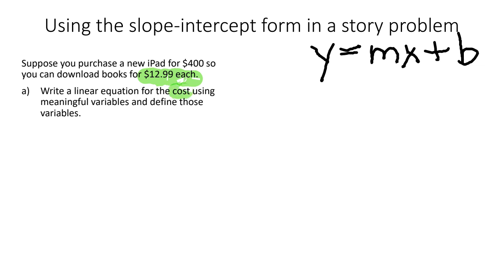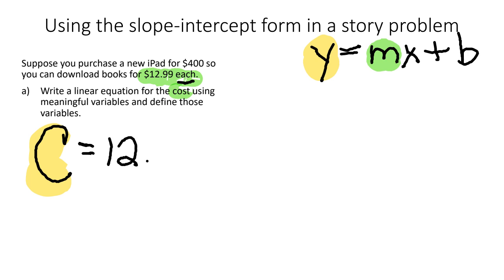Now, cost, you're going to find they like to use the letter C. That is another way of replacing this y with the cost. Now, when we talk about $12.99 each, $12.99 is my slope, because $12.99 each means we're multiplying by $12.99. So this is $12.99x.